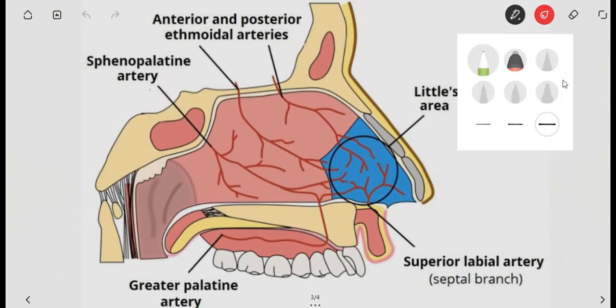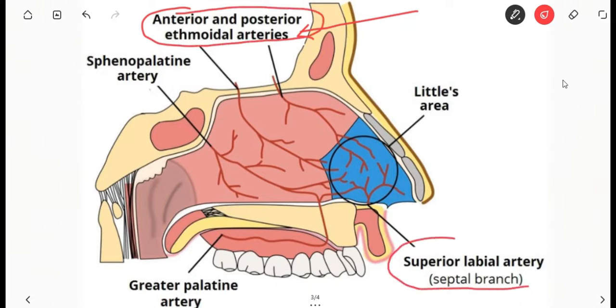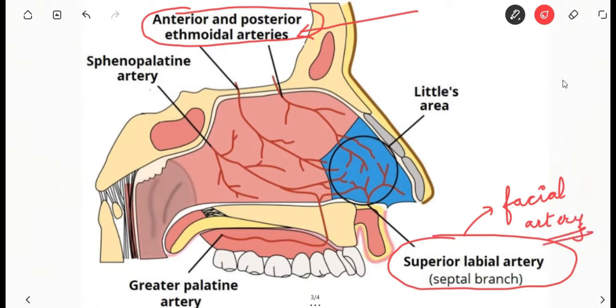Coming to the arterial supply of the nose. So remember, there are three parts. First is the anterior-superior part, which is supplied by the anterior and posterior ethmoid arteries. The anterior-inferior part is supplied by the superior labial branch of the facial artery. So it is a branch of the facial artery.